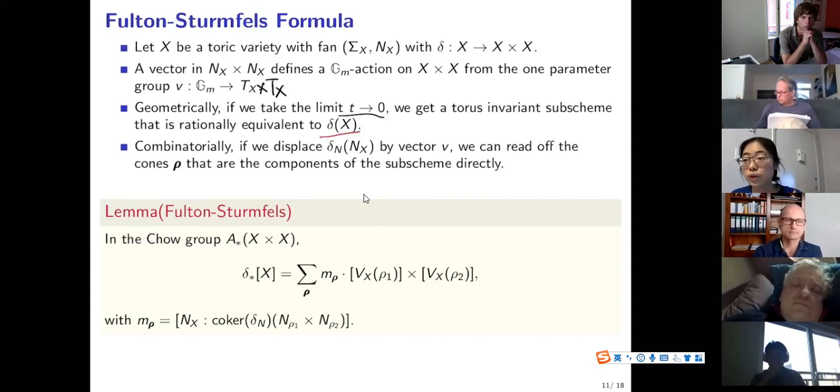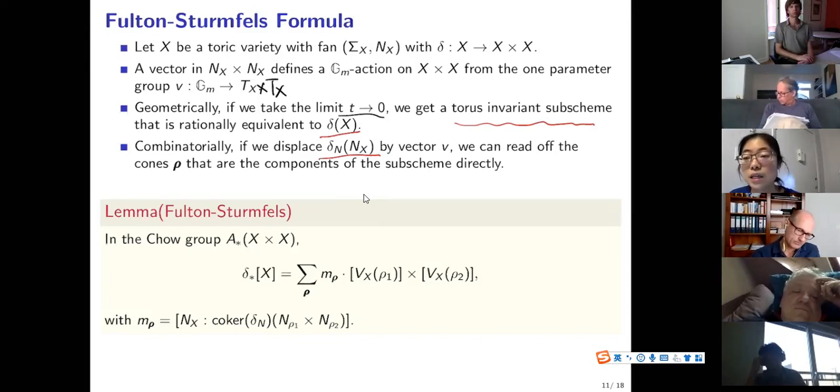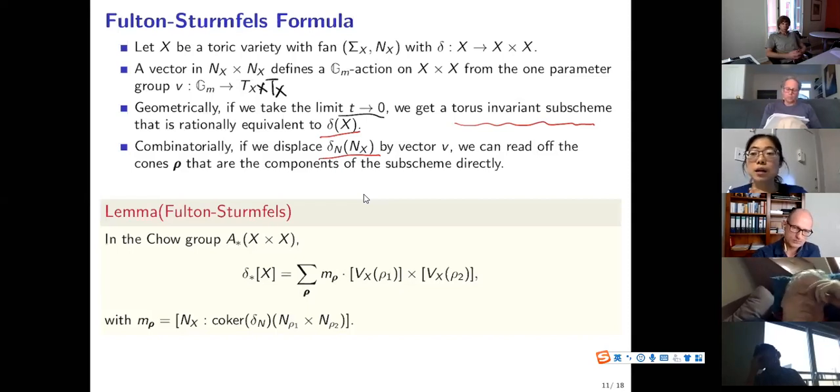And complementarily, if we displace the image lattice by this vector v, we can read off the cones that contribute to this torus invariant subscheme directly. And the Fulton-Sturmfels formula tells us that in the Chow group of X times X, this pushforward map can be read off by simply displacing the image strata by this vector v, if we pick the vector v to be general enough.